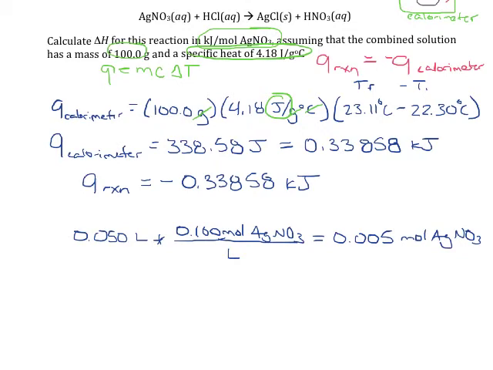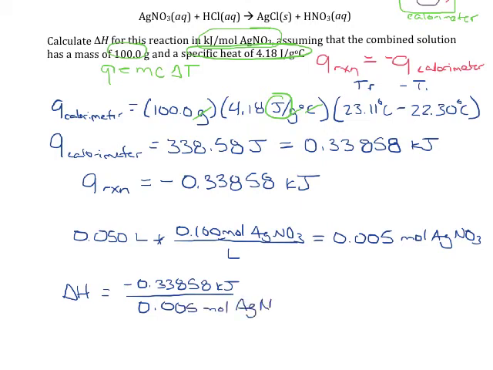Remembering that since we're at constant pressure, Q is going to be equal to enthalpy, so the enthalpy change for this reaction is going to be equal to negative 0.33858 kilojoules that were released when 0.005 moles of silver nitrate were reacted. Now we can go back and look at our significant figures, and we should see that the specific heat is going to limit us to 3 significant figures. So when we do this calculation, we're going to get a final answer of negative 67.7 kilojoules per mole of silver nitrate.